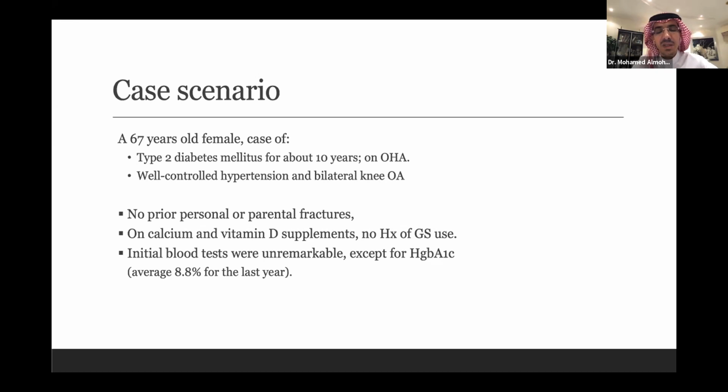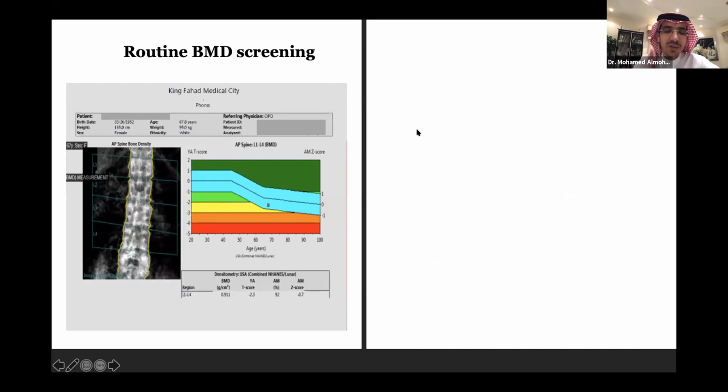Based on the initial blood tests that she had, it was unremarkable for secondary causes, except for hemoglobin A1C of around 8.8 on average for the last 1 year. So her diabetes was not well controlled. Based on the criteria, we'll proceed with a routine BMD screening if she's above 65, but also, since she has diabetes, probably above the age of 50 we'll consider BMD screening.